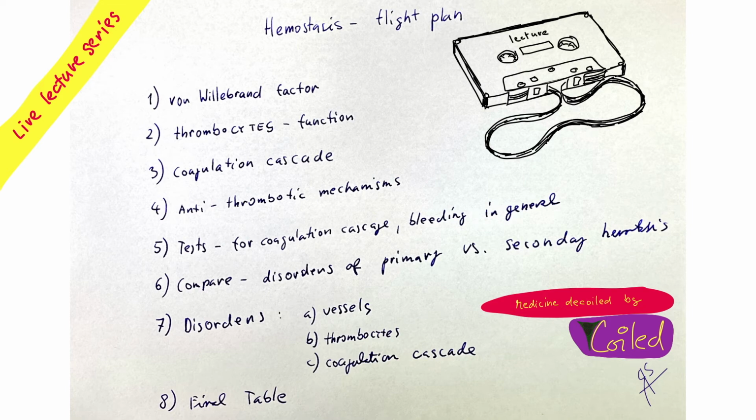There's going to be many of them. We're going to go through disorders. That's going to be again thrombocytes. We're going to start with vessels, thrombocytes, coagulation cascade in the tail. And at the end, we're going to do a table which is going to compare them. Okay? So this is today's course.